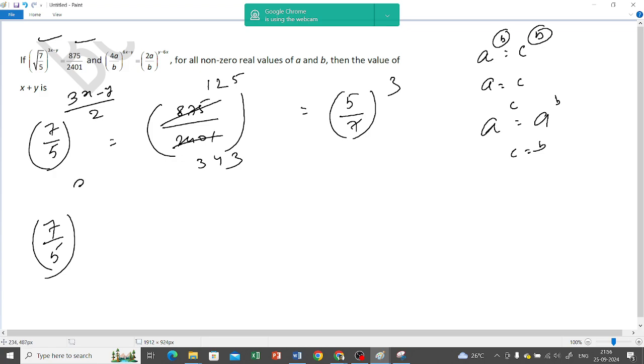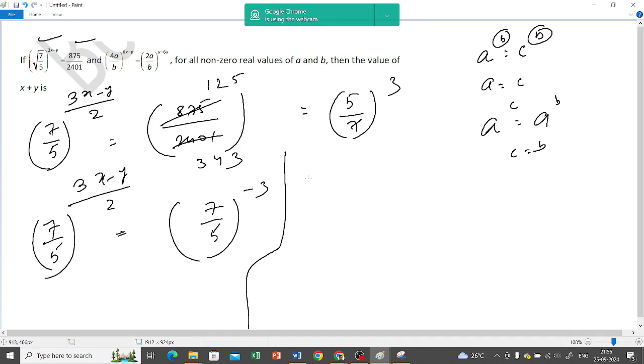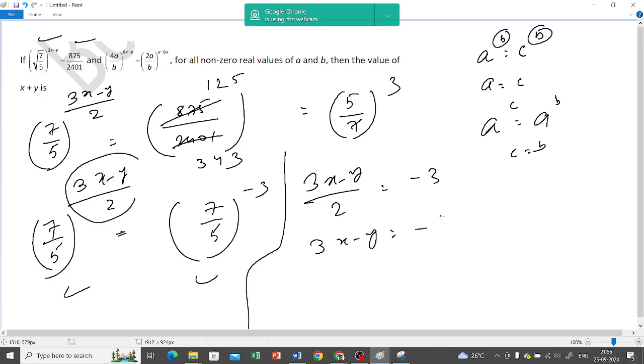So what we have is 7 by 5 to the power 3x minus y by 2 is equal to 7 by 5 to the power minus 3. Okay, now see the bases are equal. Just equate the powers. This is what we have, right? This is what we have.